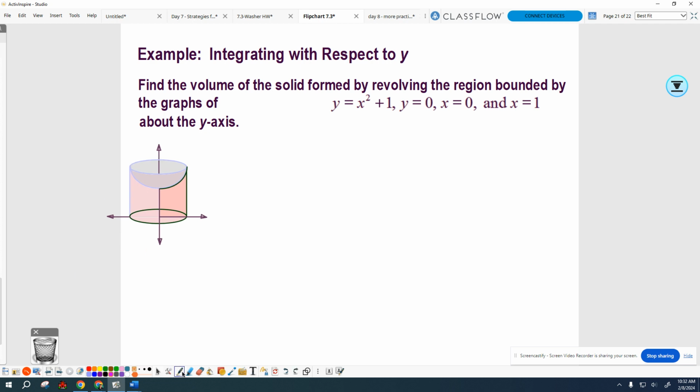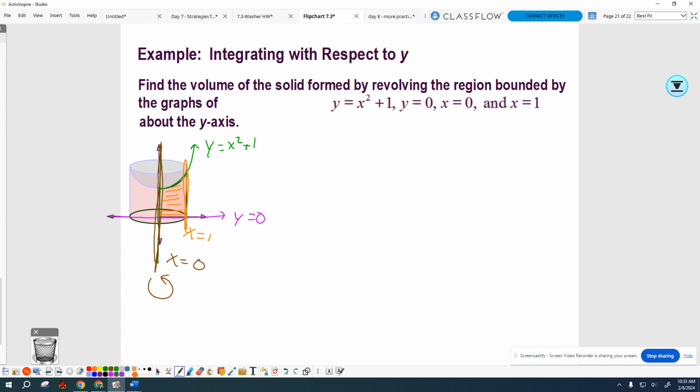All right, guys. So this is the picture. There's, I think, 4 different curves making this shape. There's this one, which is y equals x squared plus 1. There's the bottom, which is y equals 0. There's the stick that it's spinning around, which is x equals 0. And then the outside edge, which is x equals 1. So this is my shape.